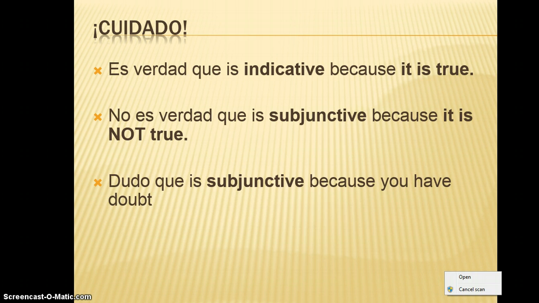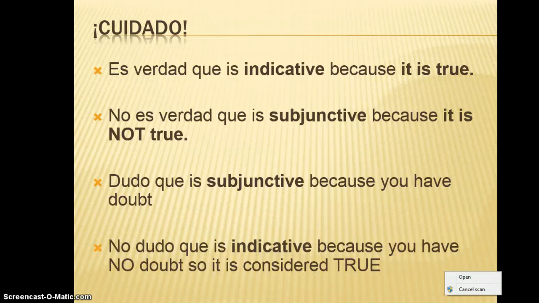So again, es verdad que is indicative because it's true, whereas no es verdad is subjunctive because it's not true. By saying something is not true, you are disagreeing or expressing doubt. Dudo que is subjunctive because you're doubting something, whereas no dudo que is indicative because you're removing the doubt.